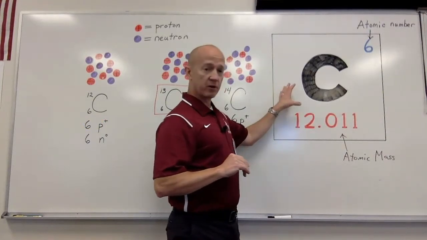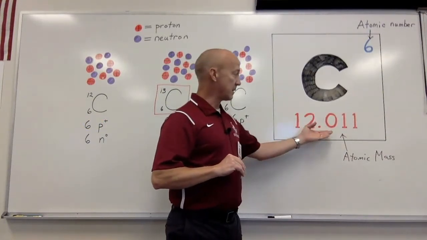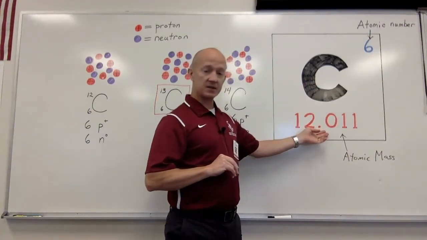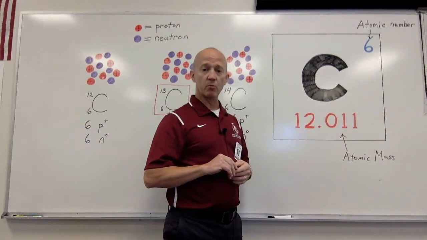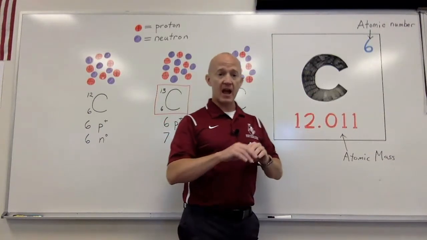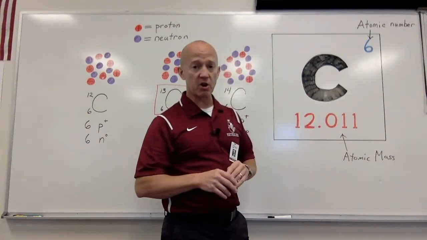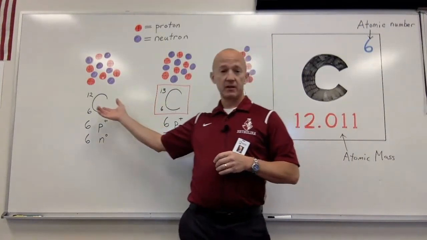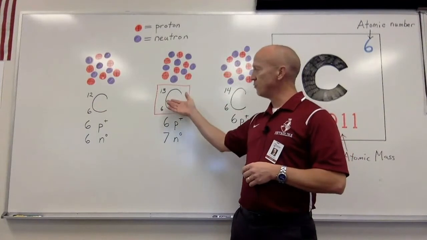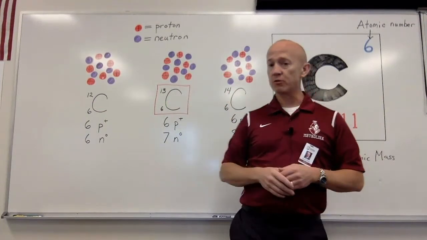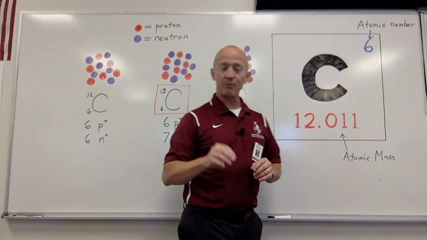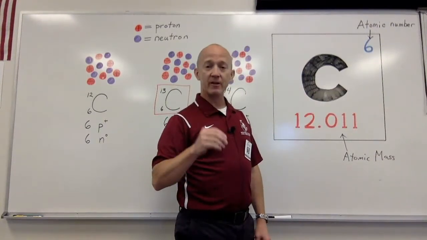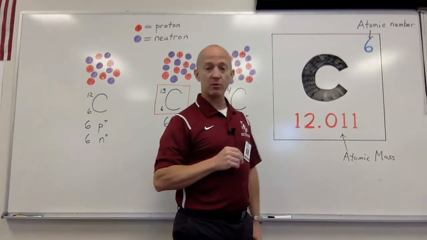Back to the periodic table again. In our box with our information about each element, the atomic mass is found on the bottom. In the case of carbon, the atomic mass is 12.011. Again, it's the average of all the isotopes of carbon combined. And remember that carbon is mostly carbon 12, with just a few bits of carbon 13 and carbon 14 mixed in. Because of that, we see that the atomic mass of carbon is slightly greater than 12, 12.011.